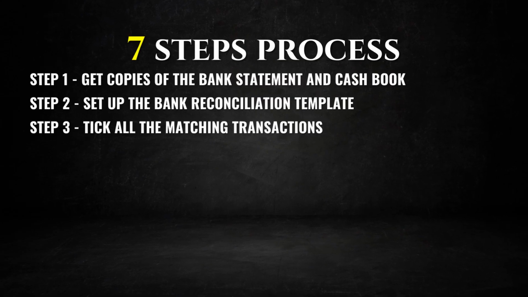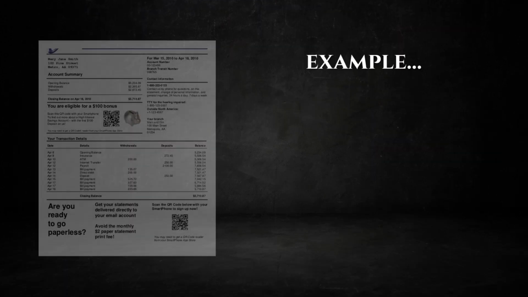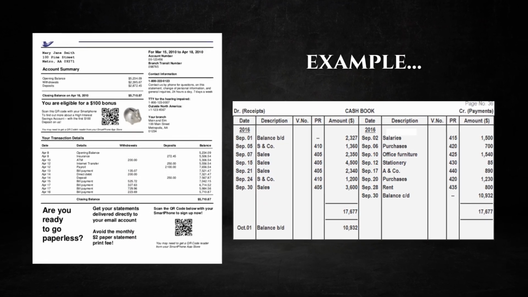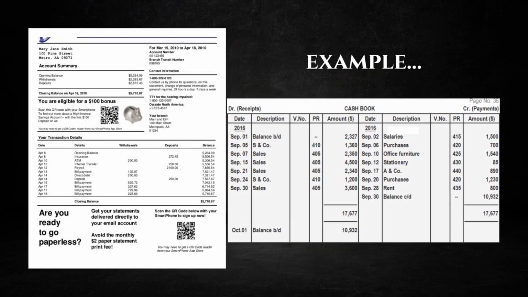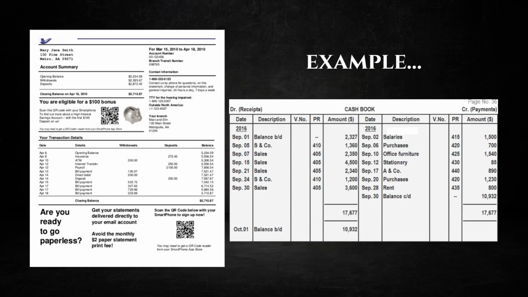Step 3. Tick all the matching transactions in the bank statement and cash book. These are the transactions that agree with each other and don't need any further action. We'll mark them off to avoid duplication and confusion.